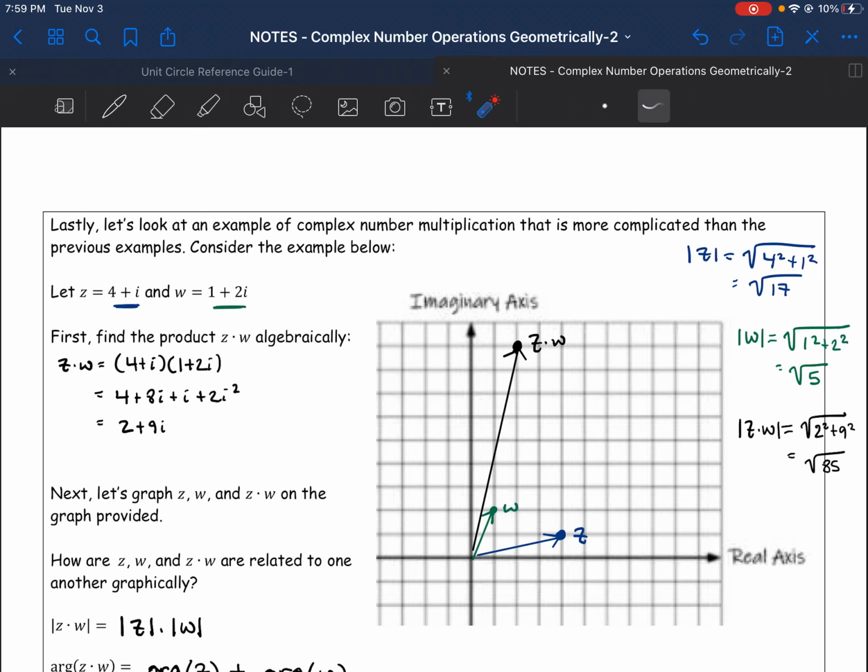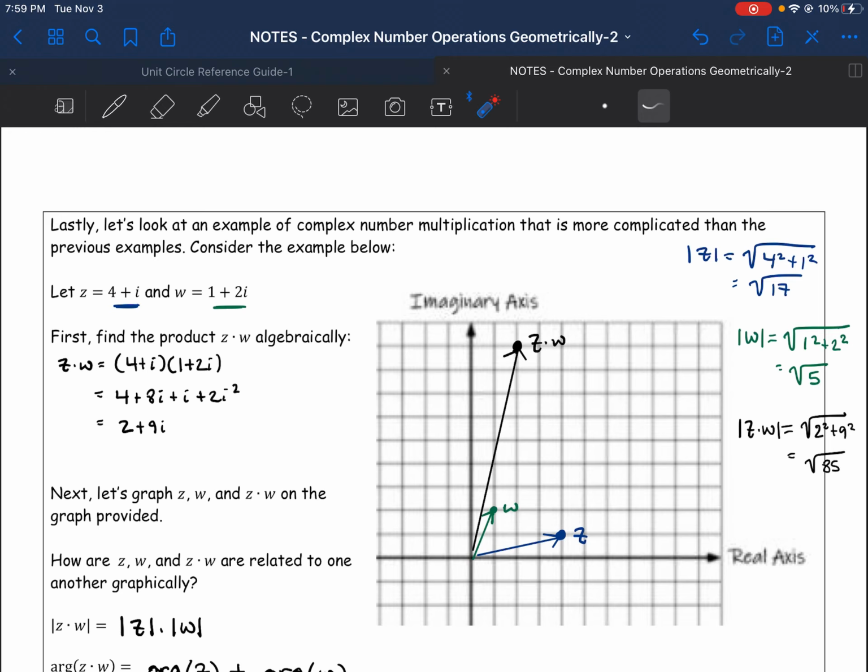So in this case, let's let z be the complex number 4 plus i, and let's let w be the complex number 1 plus 2i. I'm going to go ahead and graph z here in dark blue, so that's right here, 4 plus i. And then w is the complex number 1 plus 2i. I graphed that here in green. And we want to graph the product z times w.